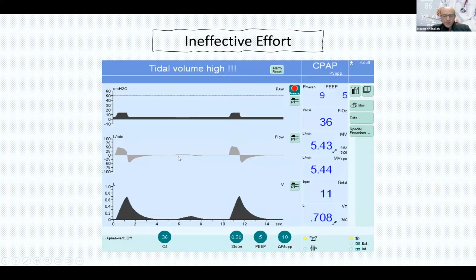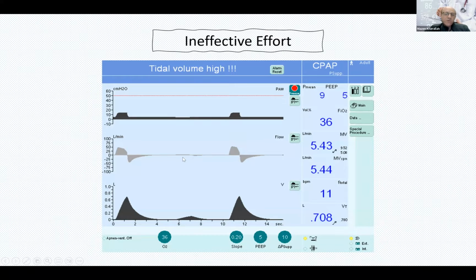With the second breath here, you can see that the flow is not decelerating. The flow is kind of sine wave. It's very small wave that you barely see. But you can see that it's associated with a drop in the pressure. However, this machine is always flow triggered. This is Drager machine. And you can see that the patient was not able to generate enough flow to trigger the ventilator.